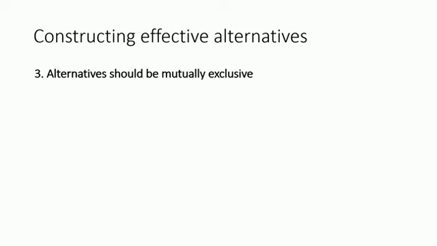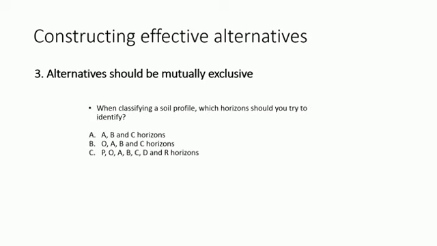Alternatives should be mutually exclusive. This is one for clarity. So here's an example. When classifying a soil profile, which horizons should you try to identify? A, B, and C, or O, A, B, and C, or P, O, A, B, C, D, and R. Now the correct answer is the last one there, because they are all the horizons, and "try" is the important word there. You should try to classify them all.